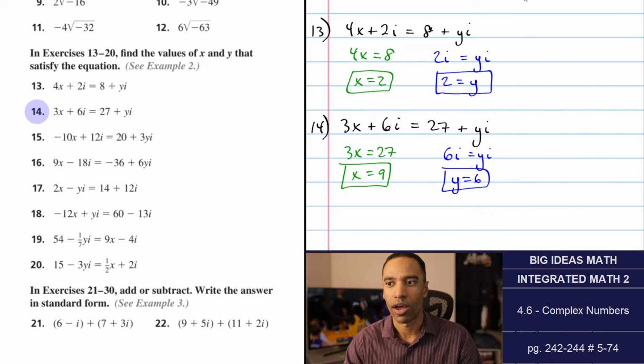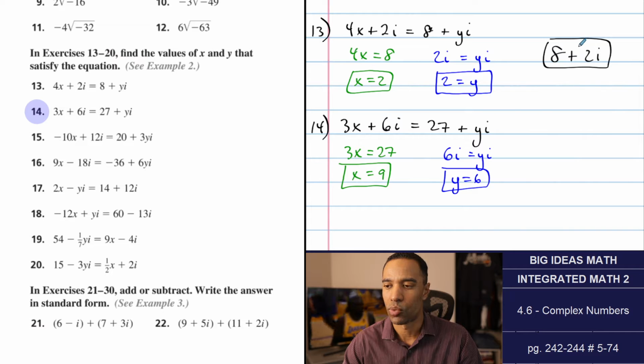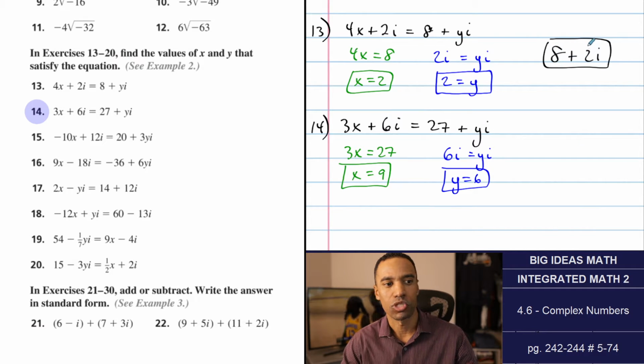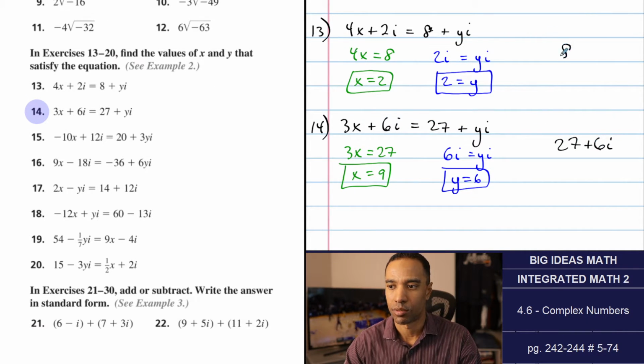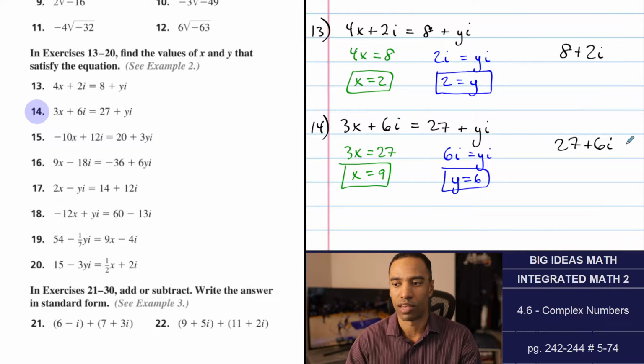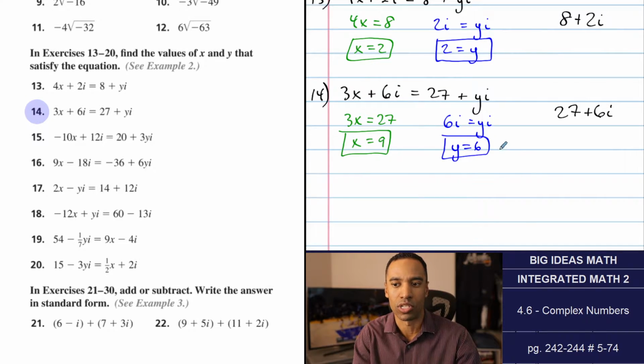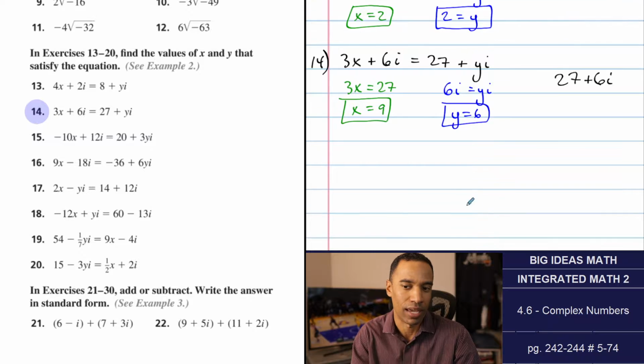So just so you're aware, on number 13, the full complex number would have been obviously 8, because x is 2. 8 plus, and then the y being 2 is 2i. So 8 plus 2i, that's not the answer, but 8 plus 2i is the complex number that we're talking about in full. And in this case here, this will be 27 plus 6i. Let me keep those up. 8 plus 2i and 27 plus 6i. And that's kind of what we're dealing with in the end when you have both x and y involved.